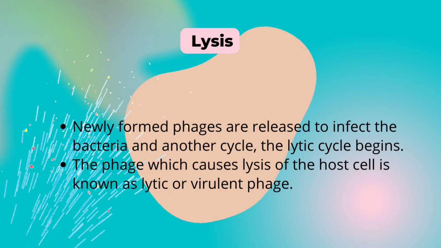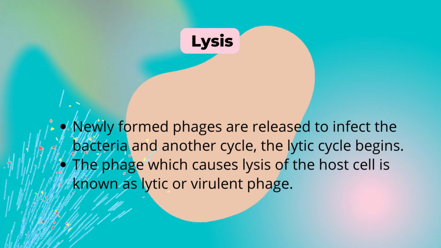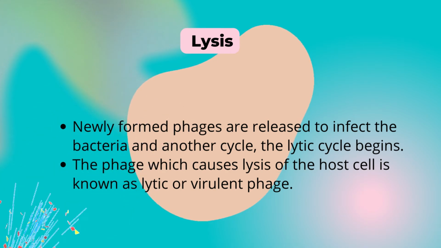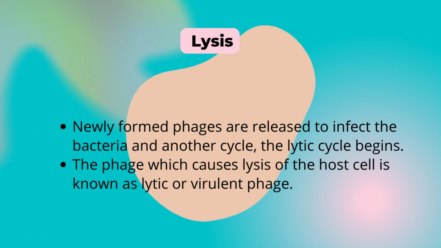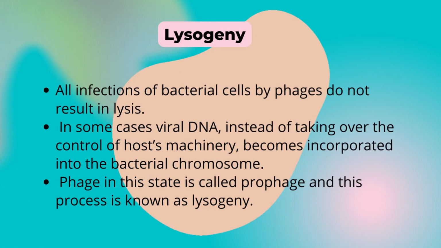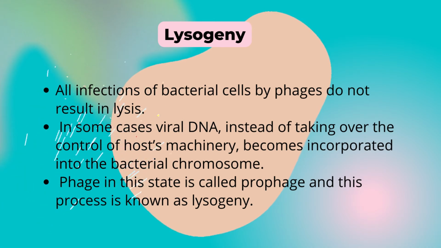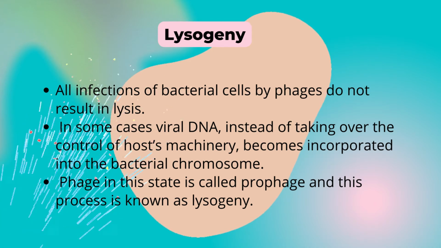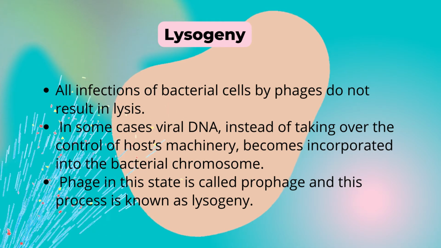The next is the lysogenic cycle. When we discuss the lysogenic cycle, we repeat the same steps, attachment and penetration, but there is a change in multiplication. There is no lysis. They live peacefully. Here you can see lysogeny, that is the lysogenic cycle. Not all infections of a bacterial cell by phage result in lysis. In some cases, viral DNA, instead of taking over the control of host machinery, becomes incorporated into the bacterial chromosome.